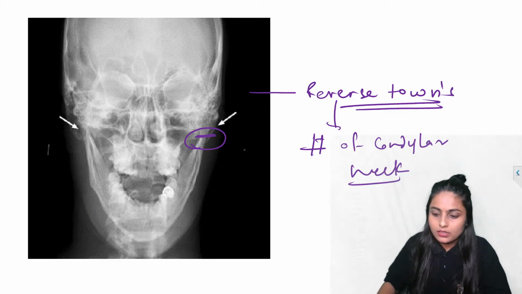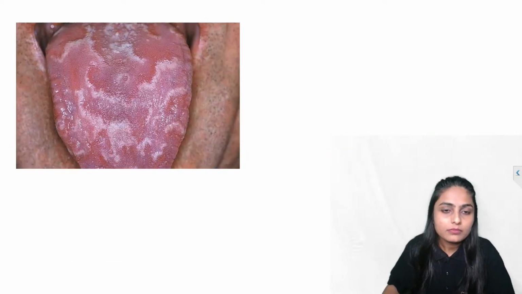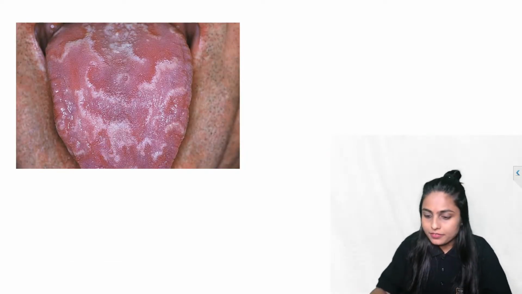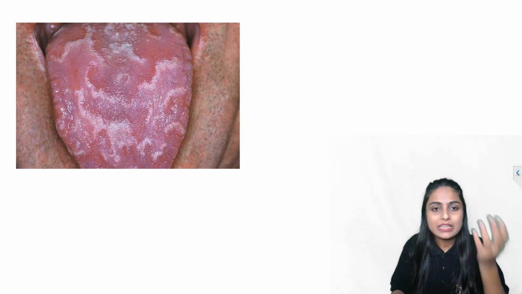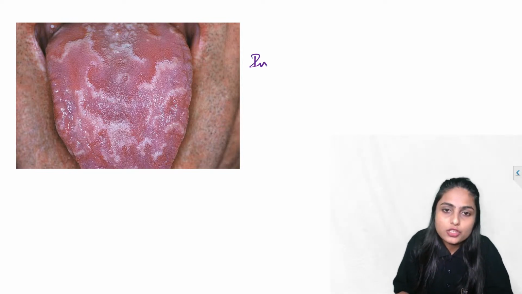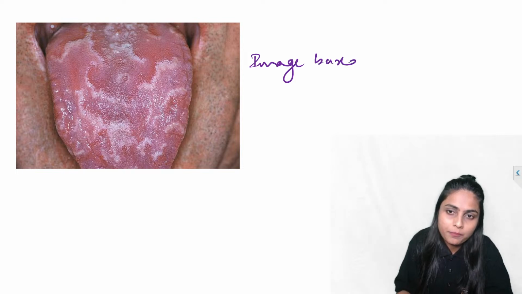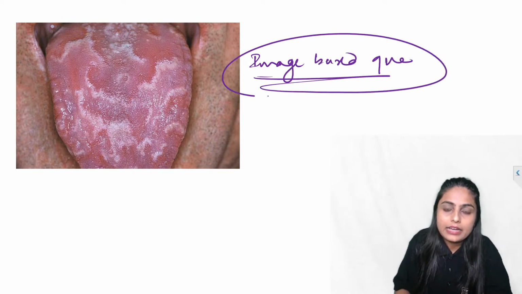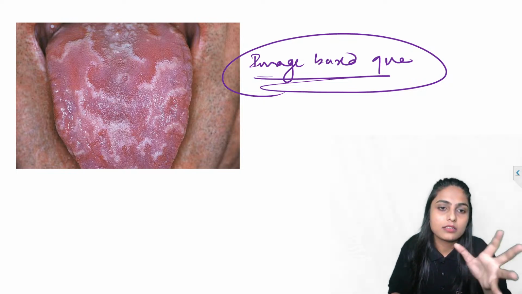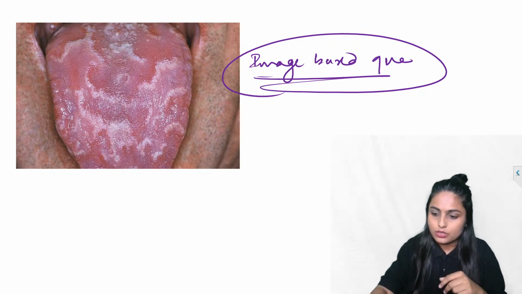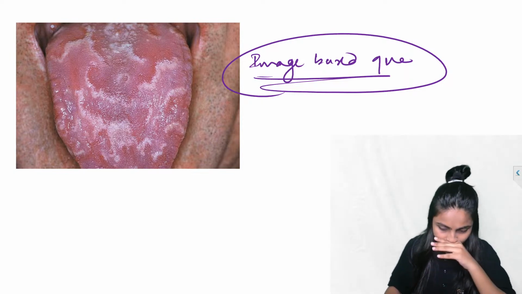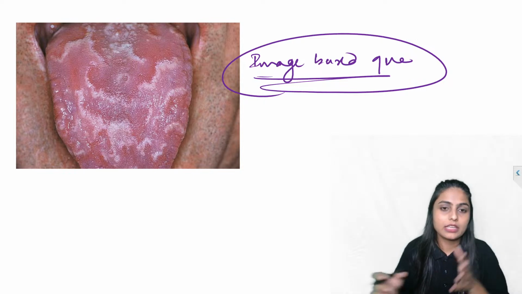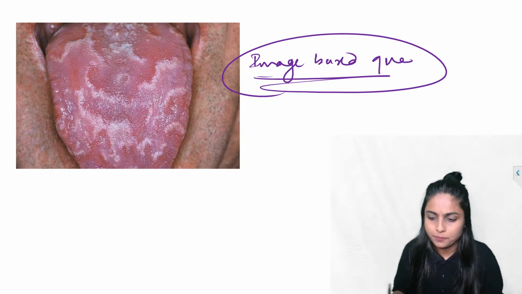If you can participate, please participate, and please tell me what image. This is an image based question. What condition is given in the image? Can you just tell me what condition is given in the image? Come on, what condition is given in the image? Most frequently asked question.